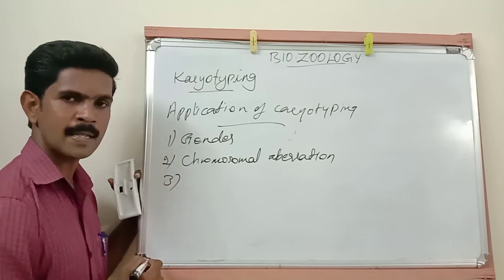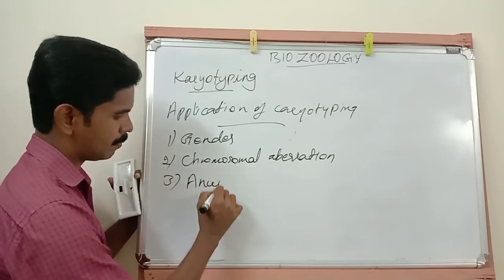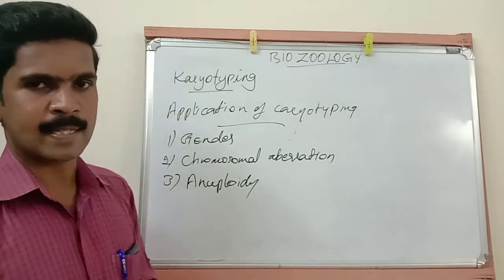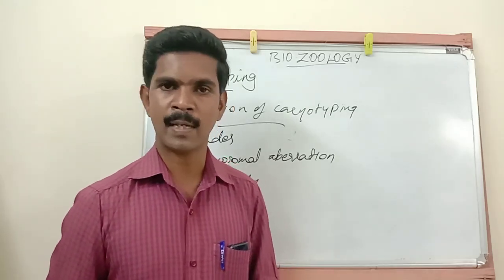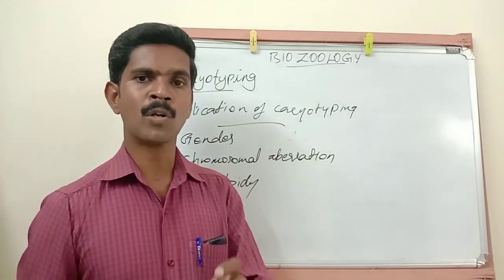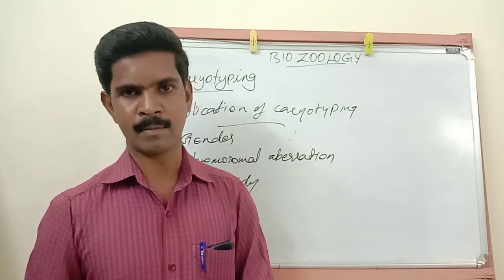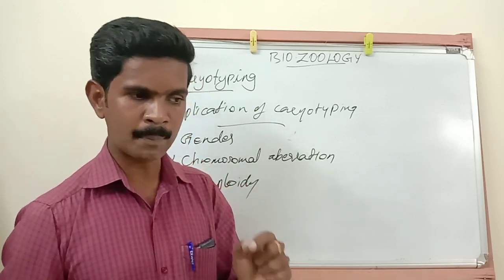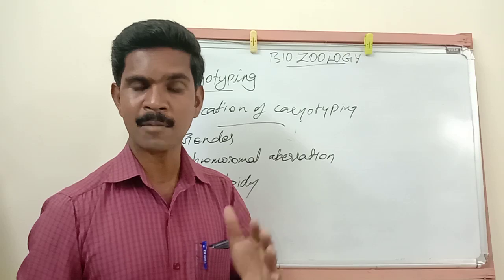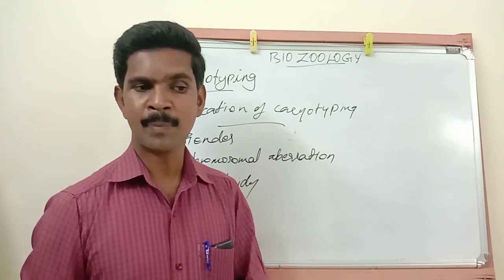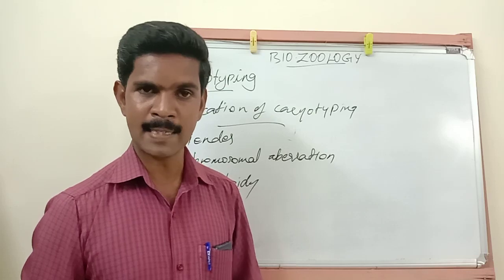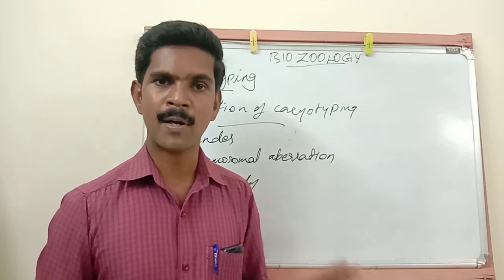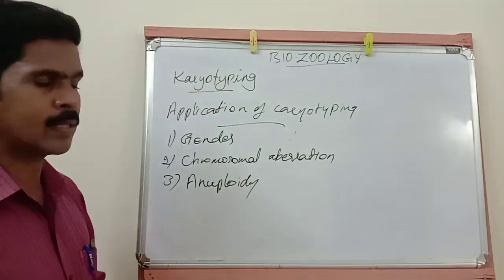Then the third application is aneuploidy. Aneuploidy means in some cells, because of a problem during cell division, one or more chromosomes may be lost or increased. This condition is called aneuploidy. When any problem takes place during the cell division, in some cells one or more chromosomes decrease, or in some cells one or more chromosomes increase. This condition is called aneuploidy. This type of aneuploidy can also be detected with the help of karyotyping.